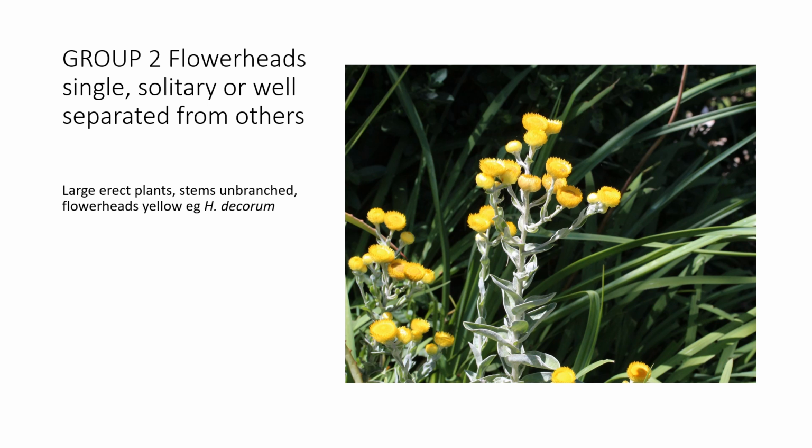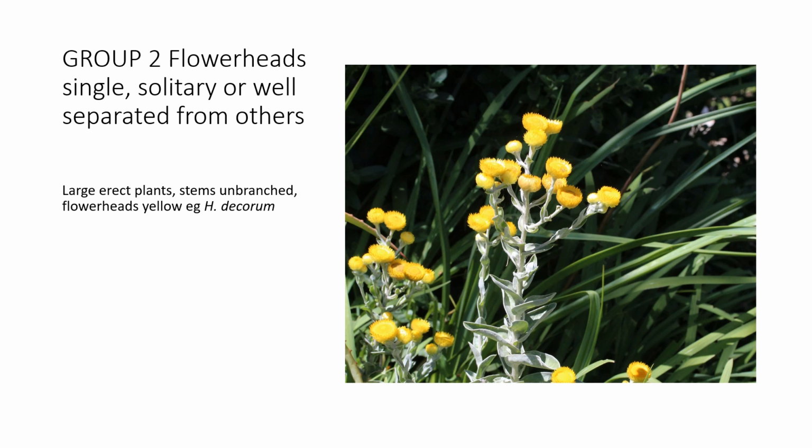The last subgroup of the single or solitary flower heads are the large ones, generally greater than 1 meter tall, and they are erect. The stems are unbranched, although the inflorescence may be branched, and the flower heads are bright yellow. This example is Helichrysum decorum. This subgroup is often confusing because at a glance, several of the plants look similar. It is important to look at the leaves in particular, as well as the flower head size, shape of inflorescence, and time of flowering.